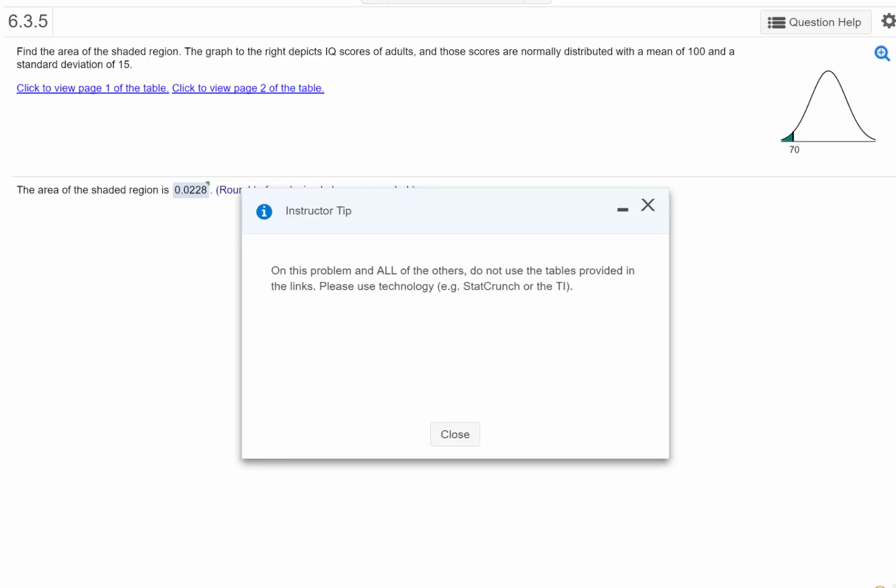Okay, for this one, it reads, find the area of the shaded region. The graph to the right depicts IQ scores of adults, and those scores are normally distributed with a mean of 100 and a standard deviation of 15.